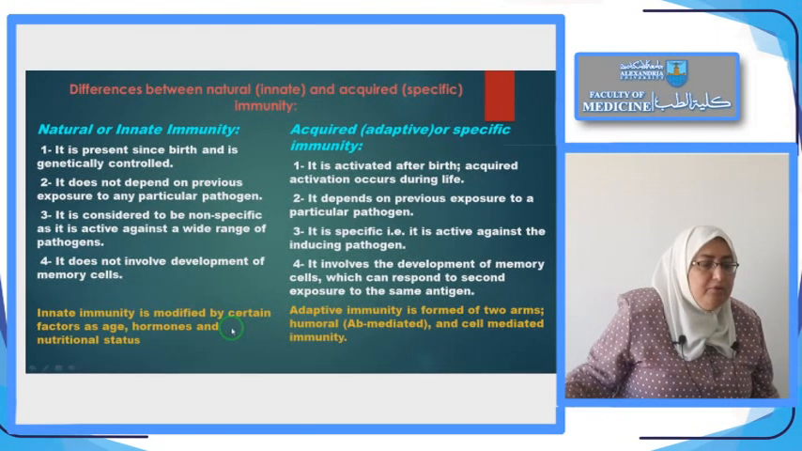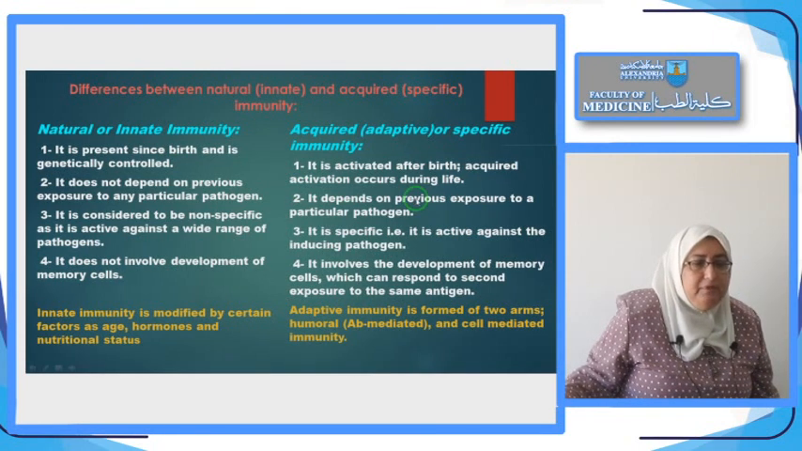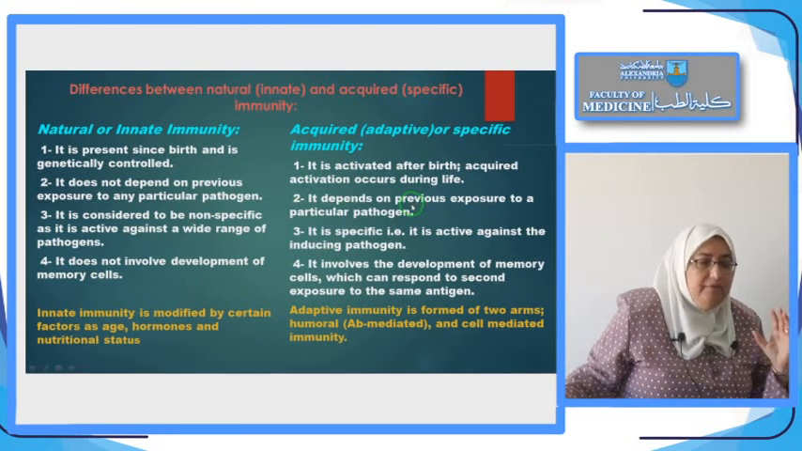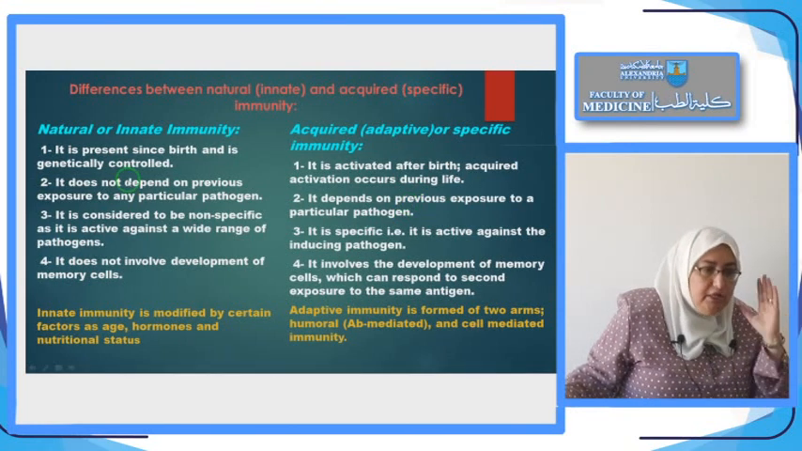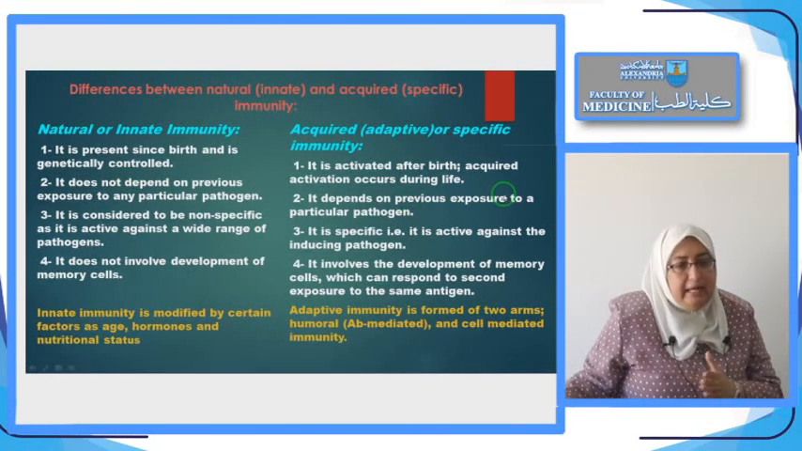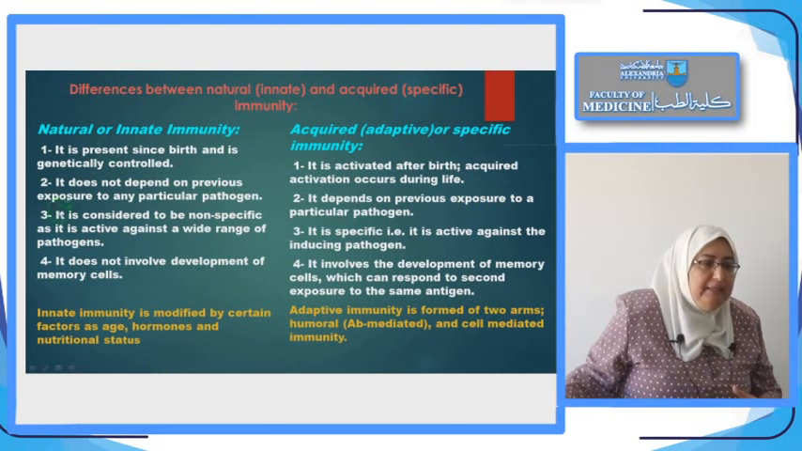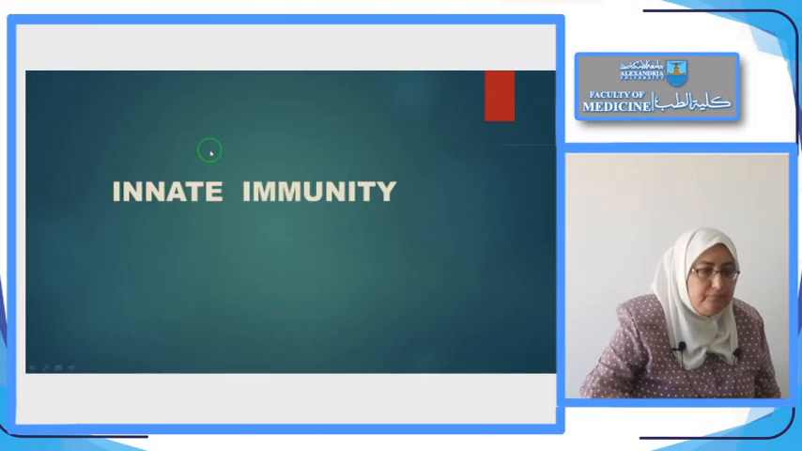The innate is modified by certain factors: age, hormones, and nutrition. The adaptive is formed of two arms, the antibody and cell mediated. Both lines, the innate and adaptive, function to get rid of the infectious agent. The innate first works, then the adaptive, and then the adaptive activates the innate, and so on.